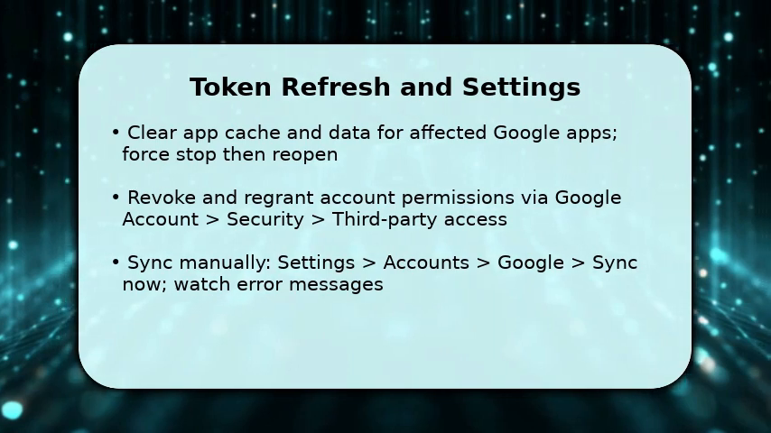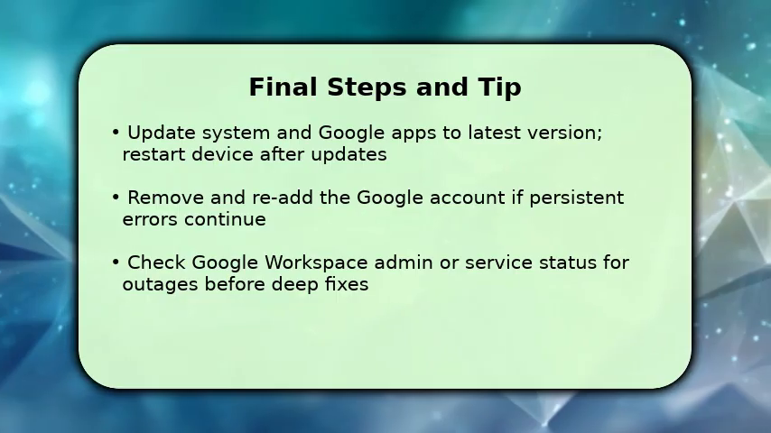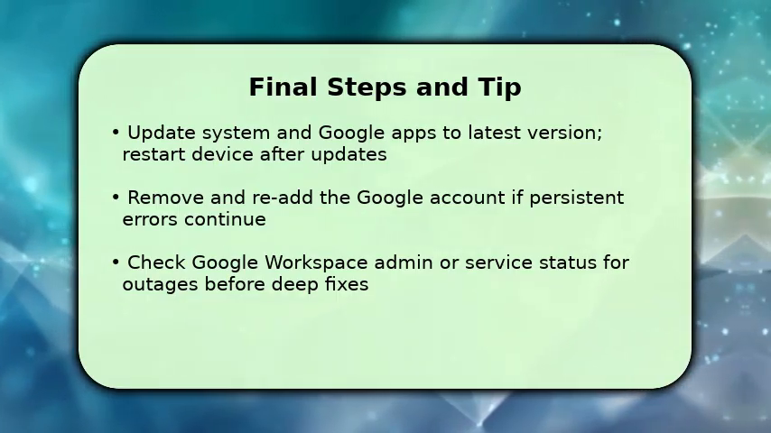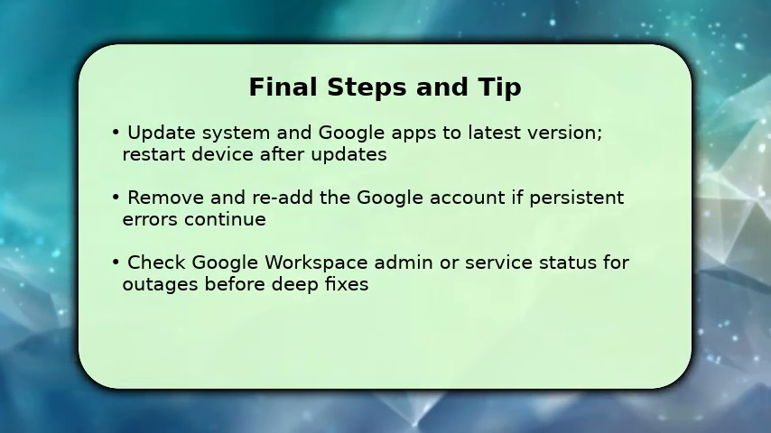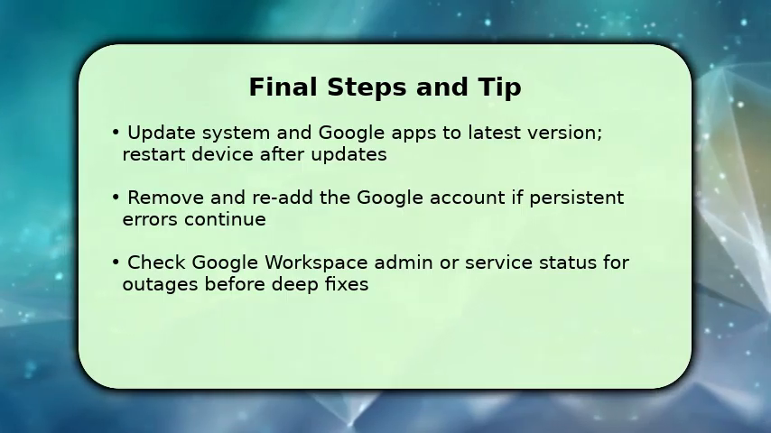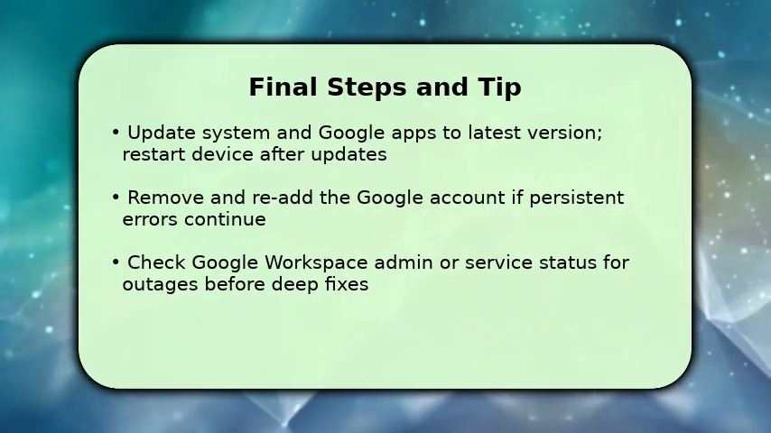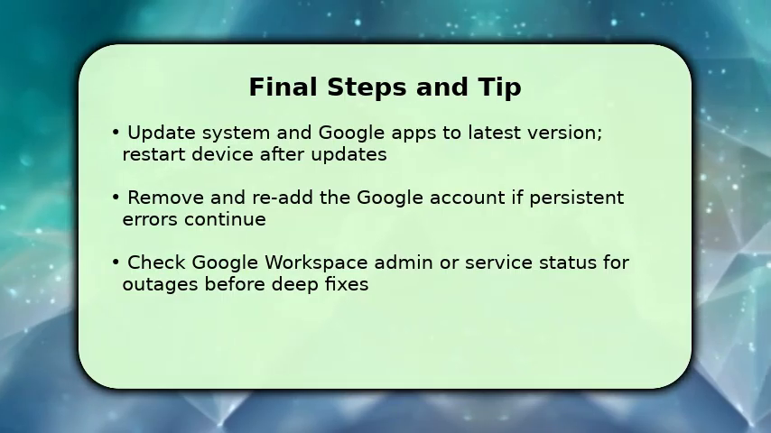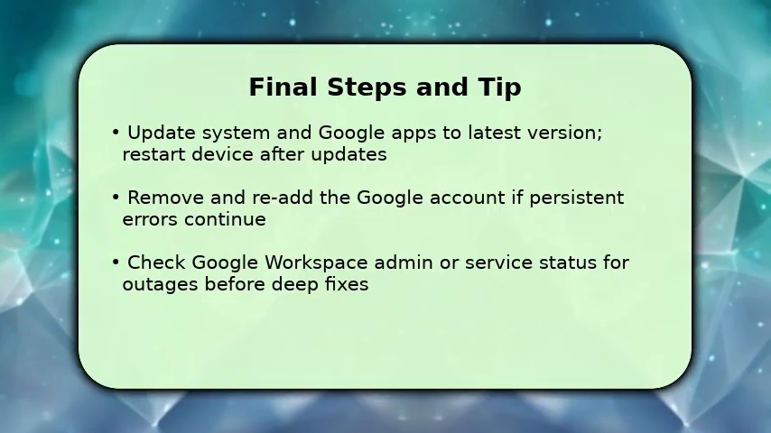You finish by applying final corrections and one key troubleshooting tip. Update Android/iOS and all Google apps to the latest versions, then restart the device to load updated components. This often resolves subtle bugs. If sync still fails, remove the Google account from the device and add it back to force a full resync. Finally, if problems persist, check Workspace admin settings or Google service status. Outages or admin restrictions can block sync, and knowing that saves time.